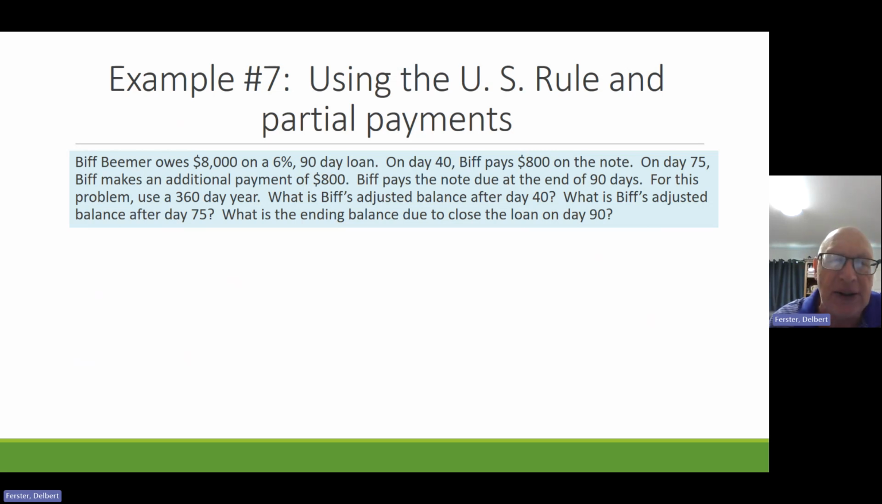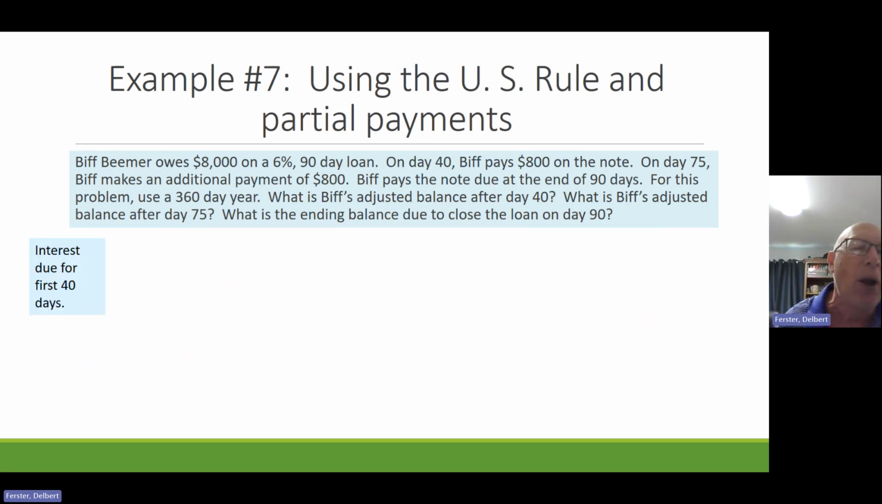The problem says we're going to use a 360-day year, and that's important to us in terms of time. What's his adjusted balance after day 40? What's his adjusted balance after day 75? And how much does he have to pay? What's his ending balance to close the loan?